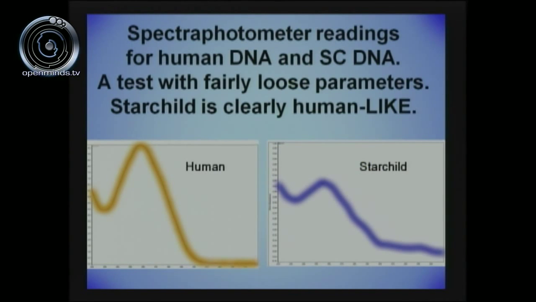A spectrophotometer reading for human DNA and Starchild DNA. This is a test with fairly loose parameters. You can see that the Starchild is clearly human-like. It wants to be human. It's trying so hard to be human. It really is. You can see it's making a sincere, genuine effort. I want to be human. I'm almost there, but not quite.